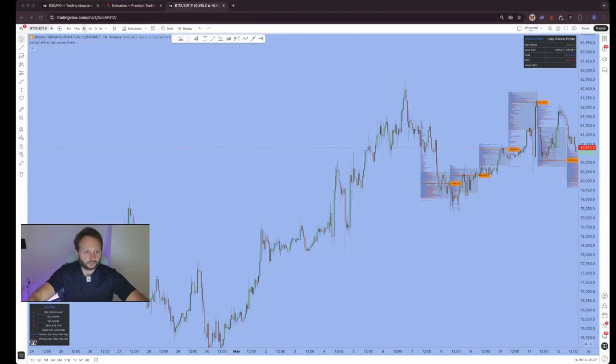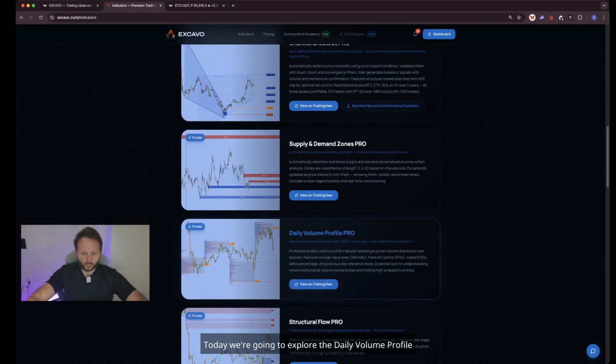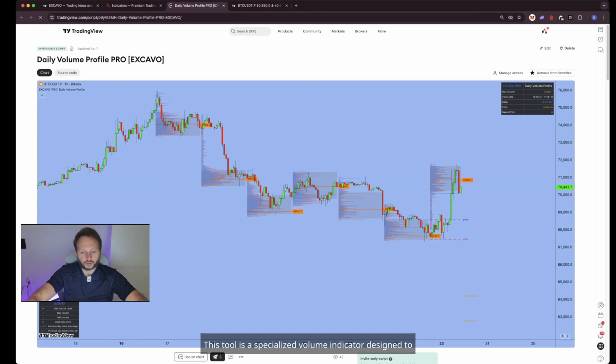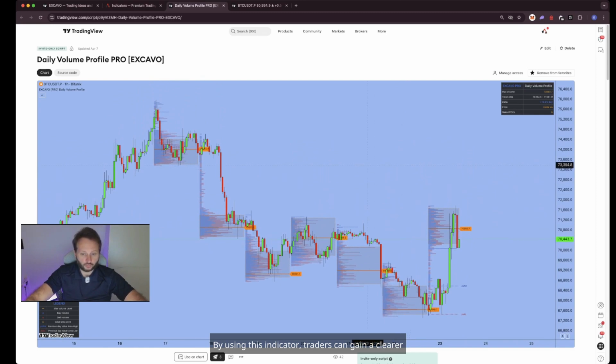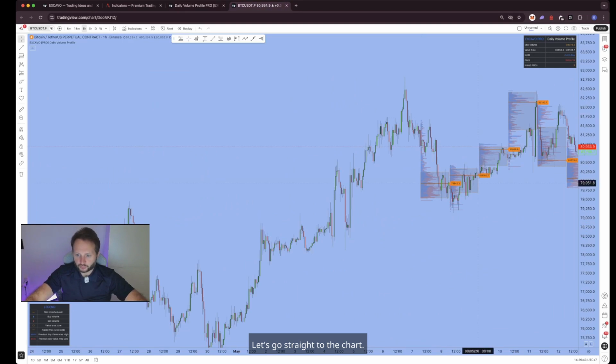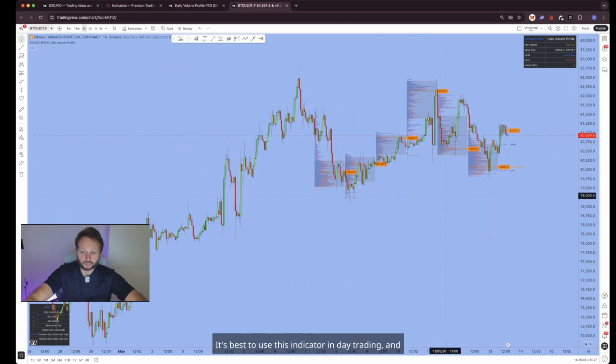Hello everyone. Today we're going to explore the Daily Volume Profile Pro indicator. This tool is a specialized volume indicator designed to analyze horizontal volumes, helping identify and distribute daily activity. By using this indicator, traders can gain a clearer perspective on market structure to help pinpoint liquidity and support zones throughout each trading day, and what the volumes were like there. Let's go straight to the chart.